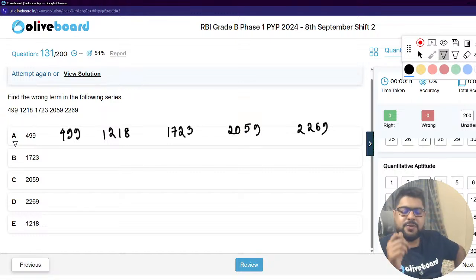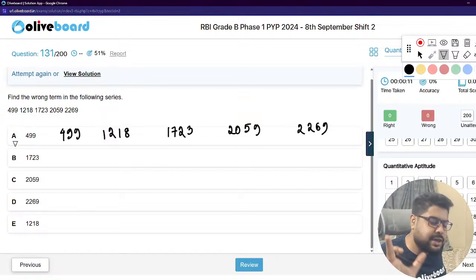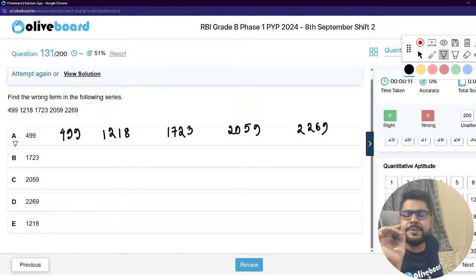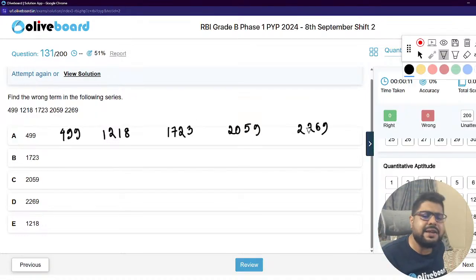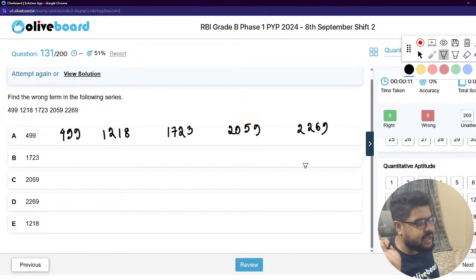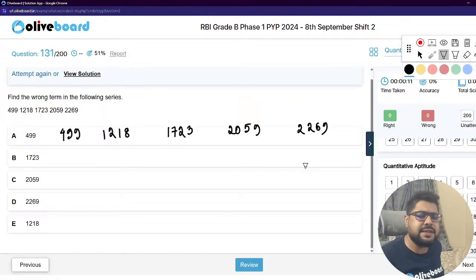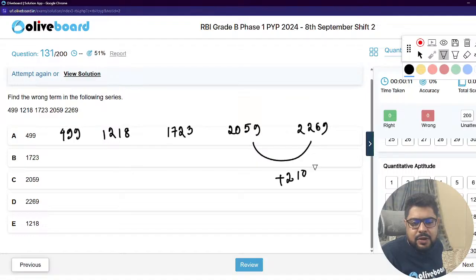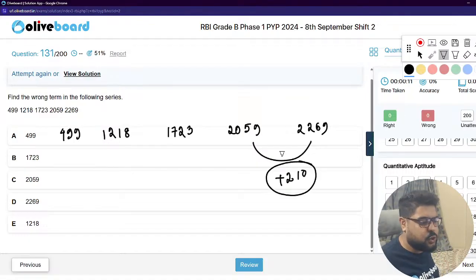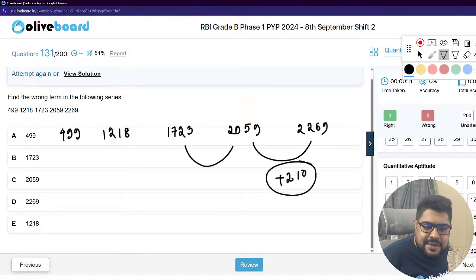What is going on over here? Look at all the terms. Is it a multiplicative series, a product based series, or a difference based series? It is very evident that it is difference based. Right? Let's take differences, sir. This looks only big. Let's start from this side again. 59, 69 means 10, so 210, sir. The difference is 210.